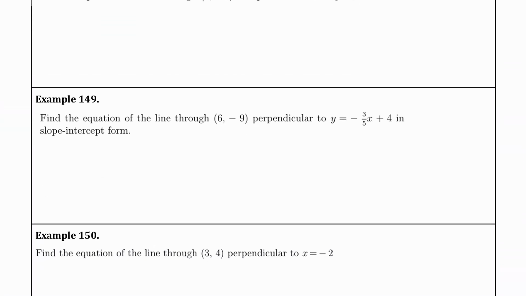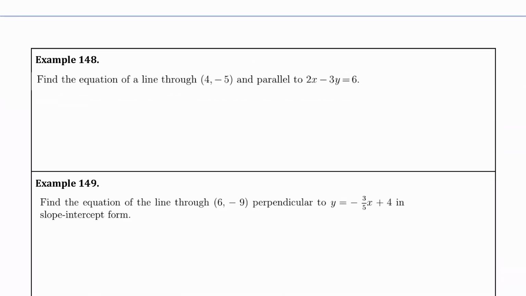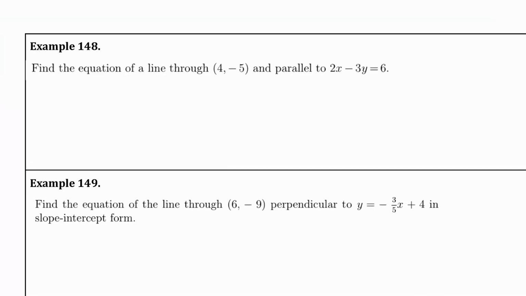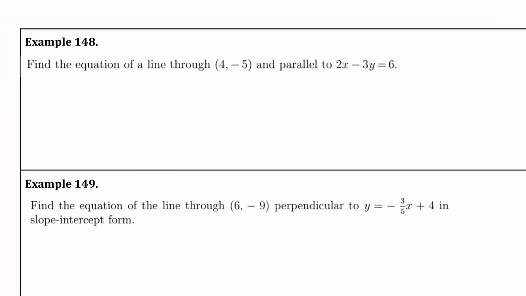Okay, so we can also use that to help us write equations of lines. Example 148 says find the equation of a line that goes through this point, (4, -5), and is parallel to 2x minus 3y equals 6. Okay, so we know our point. I'm going to call this x1, y1. But we don't know our slope.